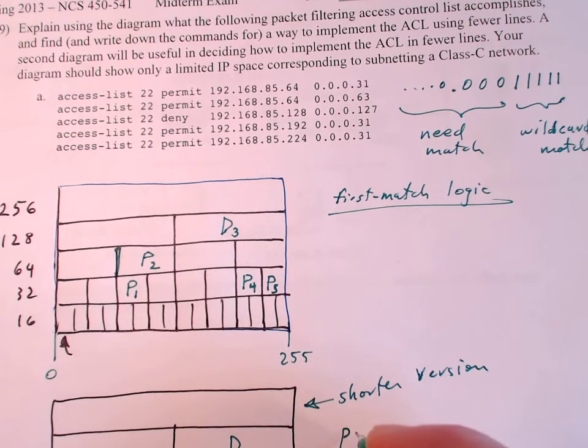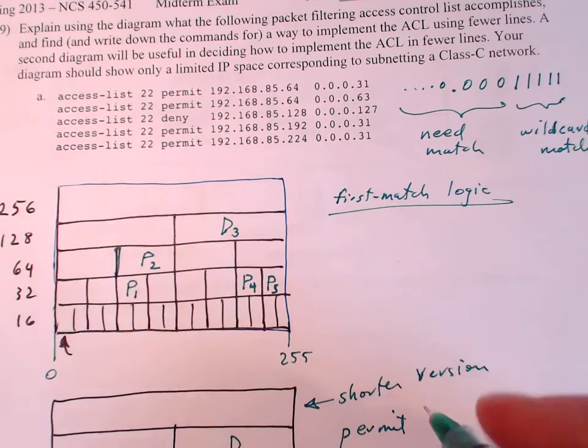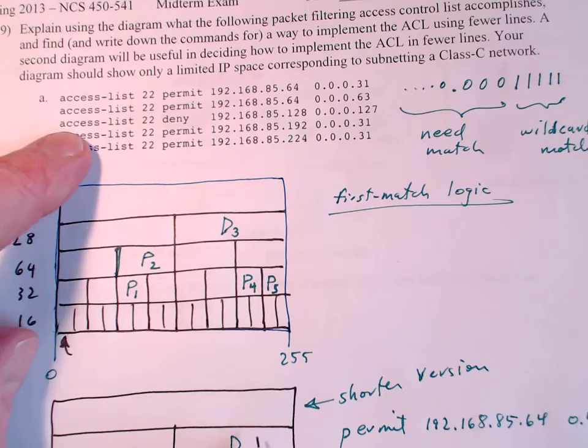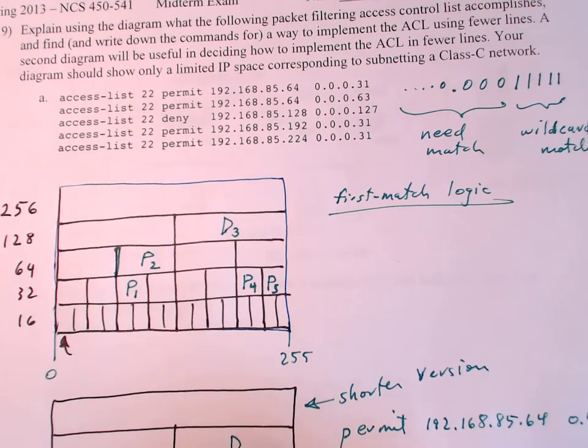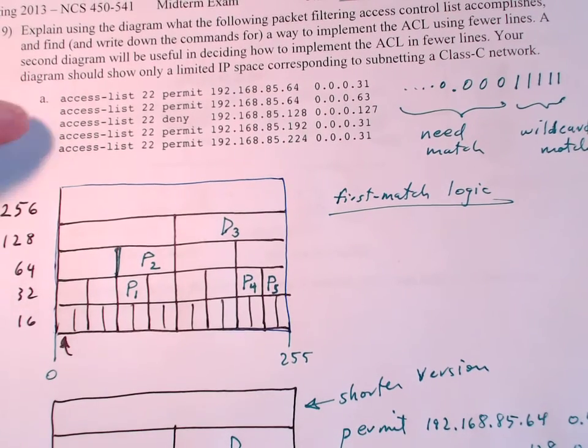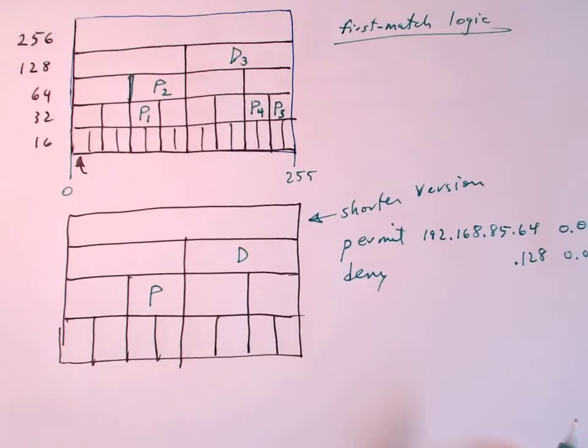I can say permit, and I'm going to permit exactly what step 2 was, 192.168.85.64 0.0.0.63, and then I'm going to deny, and it's exactly what line 3 was. So all I have to do is save lines 2 and 3. 192.168.85.128 0.0.0.127. And so this is a 2-line ACL, which does exactly the same thing as that. Oops, I'm sorry.